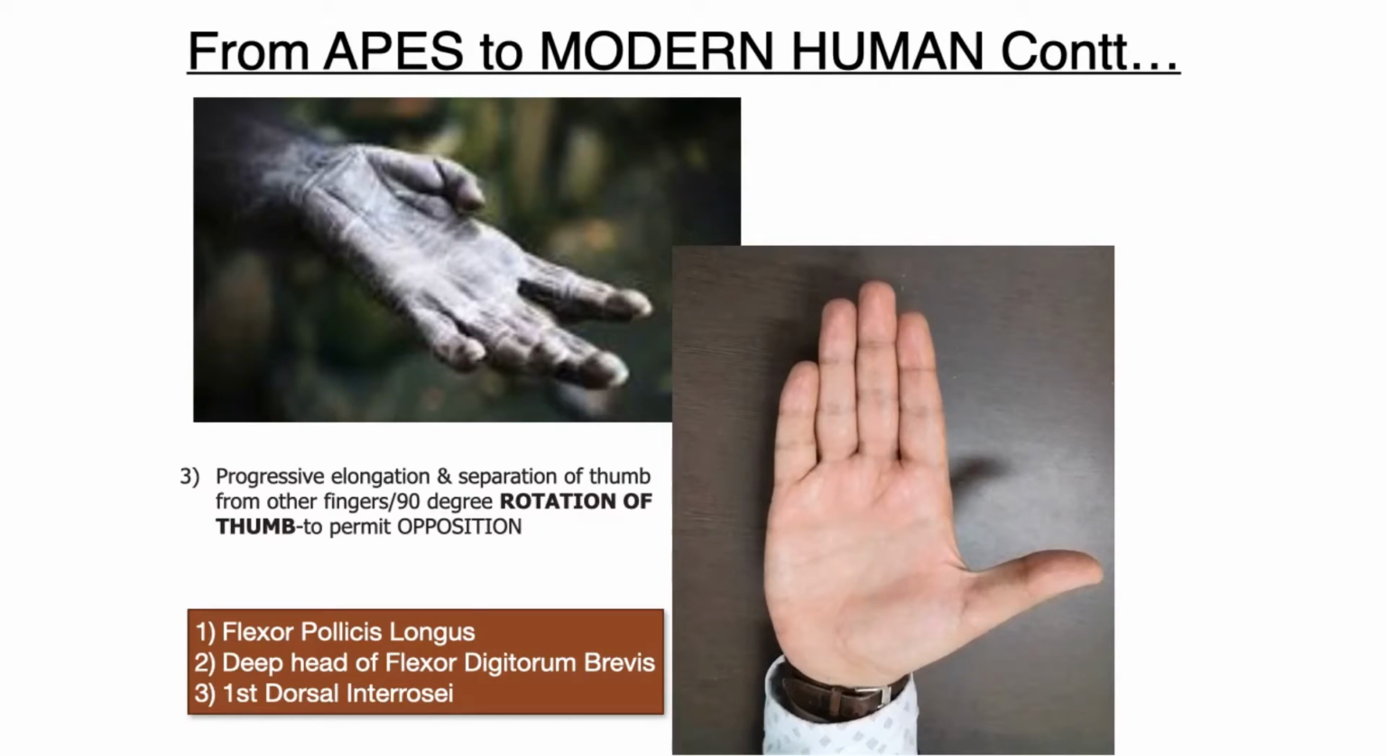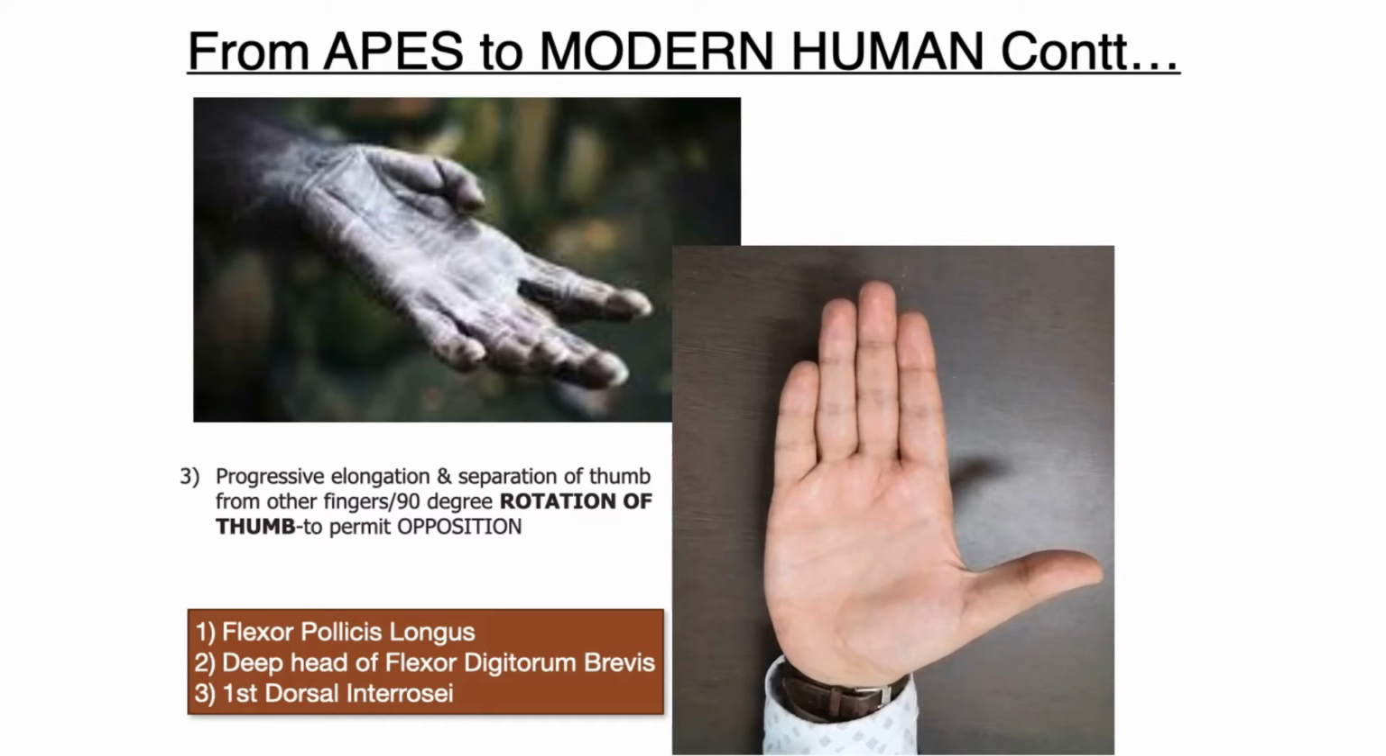The slide shows on the left side hand of a primate and on the right side human hand. Here we can see that in human hand the thumb is longer. It is 90-degree rotated and is separated from the remaining 4 digits. Talking briefly about the skeleton system of the thumb, in human, the thumb metacarpal articulates with the corresponding carpal bone by forming a saddle variety of synovial joint.